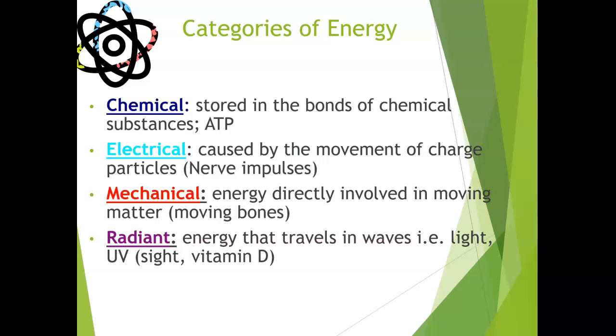And then radiant energy is energy that travels in waves. So this would include light energy, UV energy, anything on the electromagnetic spectrum. And for our bodies, that would include sight as an example of using radiant energy. Vitamin D production would be an example of using radiant energy.